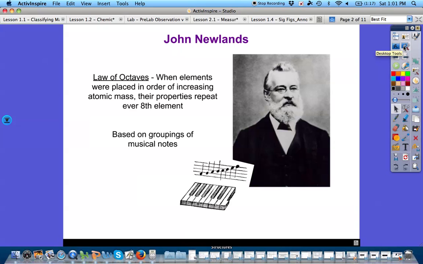John Newlands developed the Law of Octaves, and that says that when elements were placed in order of increasing atomic mass, their properties repeat every eighth element. If any of you are musical, in music there are octaves, and that refers to the groupings of musical notes. There's 8 notes, and then it repeats. In the same way, when you organize the periodic table in increasing atomic mass, the properties are going to repeat every 8th element.